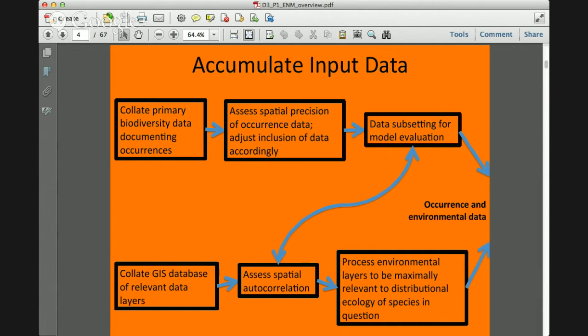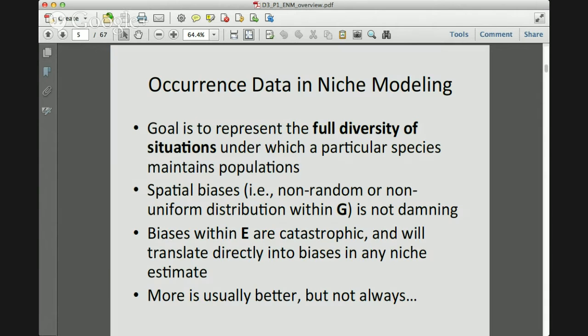On a different front, you need to collate GIS data, essentially raster data layers that summarize relevant aspects of the environment. You're going to assess the spatial autocorrelation in those data to make sure that they are relevant and informative at the spatial resolution and extent that you're working at. And then you're going to hopefully process those environmental layers to be maximally relevant to the species that you're working with. We're going to talk about several of these steps in more detail.